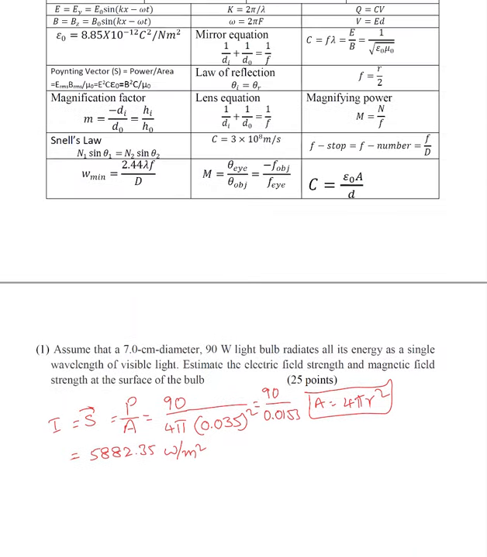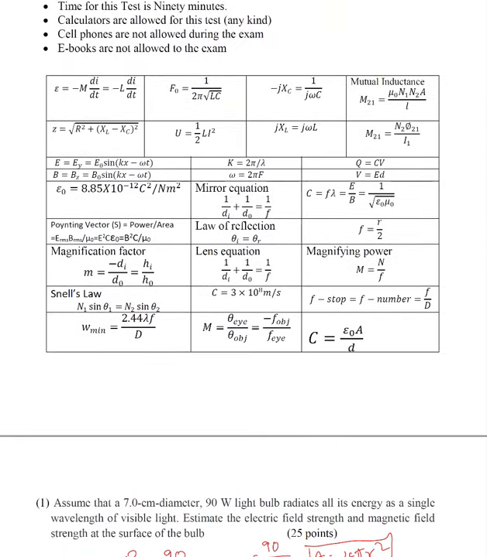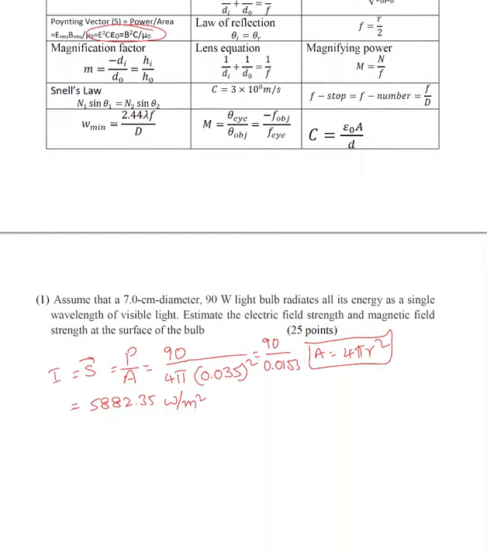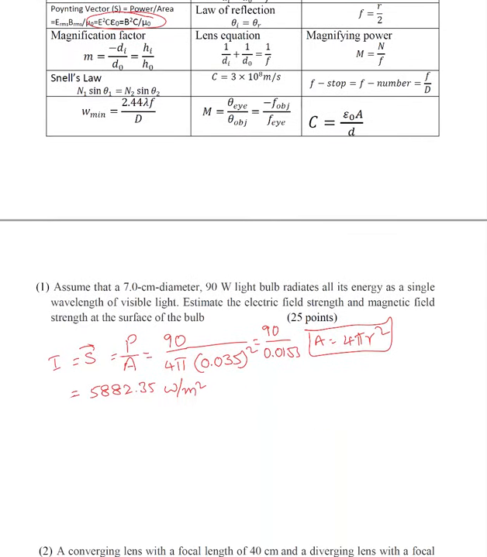So if you look into the equation sheet, by the way, this is the old one. I modified this equation sheet and posted it again. Here is the pointing vector. I can use this formula: S equal to E square over C times epsilon naught, where C is the speed of light, which is 3 times 10 to the power of 8 meter per second. Here it is, that value. Actually, I moved it to somewhere else when you are looking into your equation sheet.